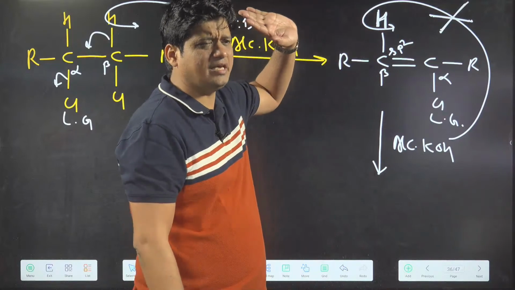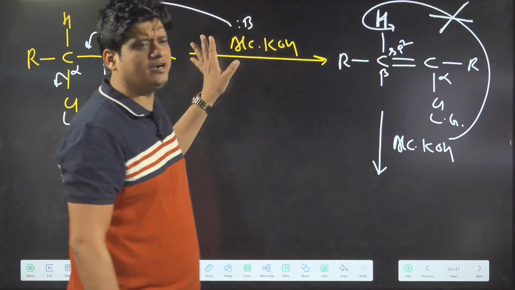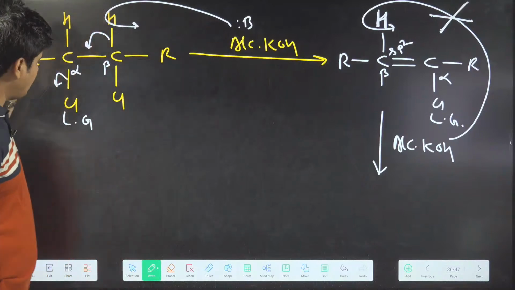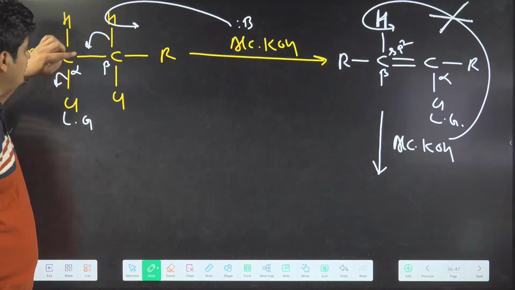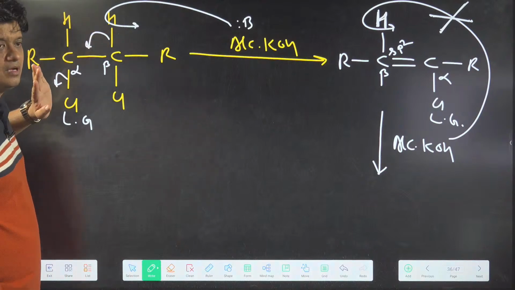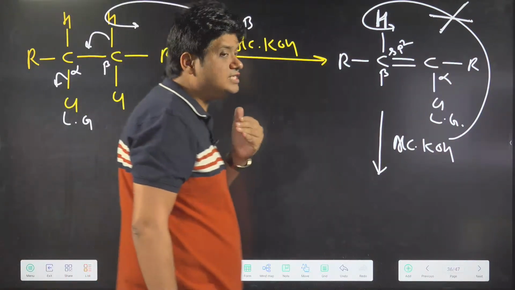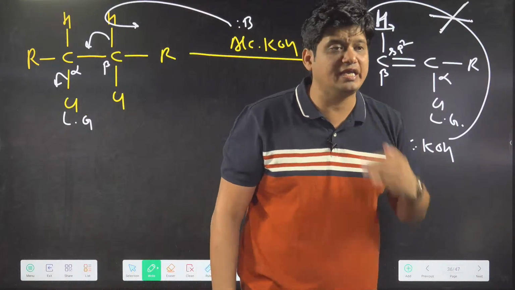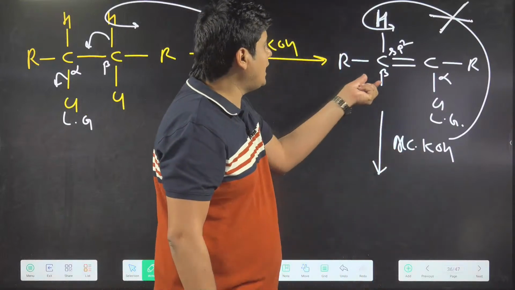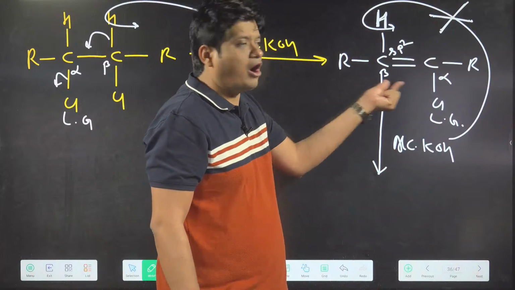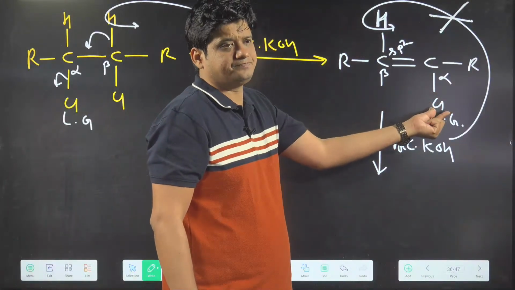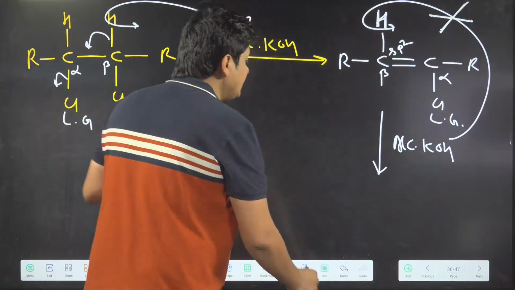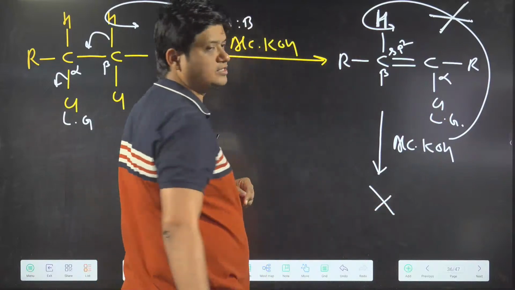Alcoholic KOH is saying, I can remove the beta hydrogen of an alkyl halide in which the hydrogen is attached to an sp3 carbon, but my power is not enough to remove the beta hydrogen of a chloroalkene. Chloroalkene means the hydrogen is attached to an sp2 carbon. So this is not going to proceed further.